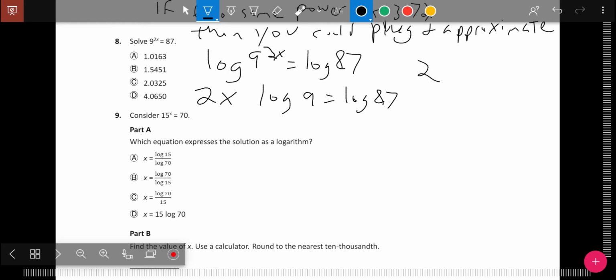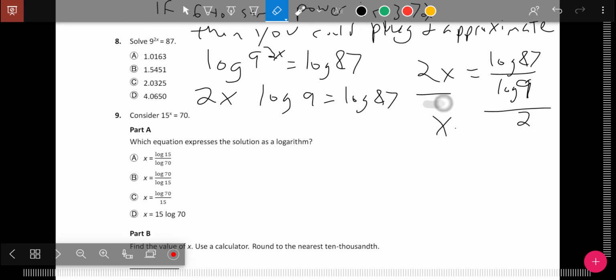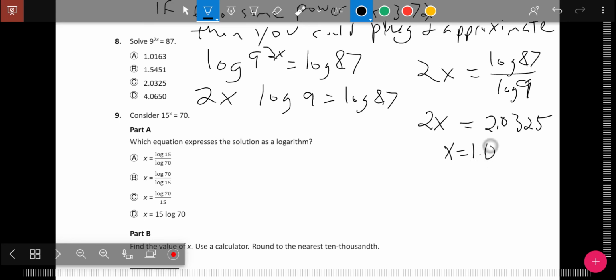So I divide by log 9. And I divide by 2. Right? And so let me break this up a little bit. So I'm going to take my calculator because that's too much dividing by my screen. So take my calculator, log 87 divided by log 9. I get it's about 2.0325. And so now I divide by 2, and I get 1.0163, which is choice A.